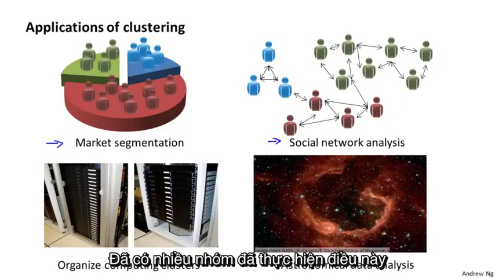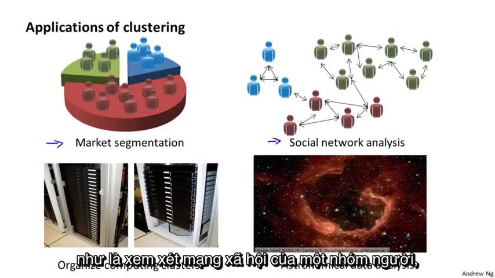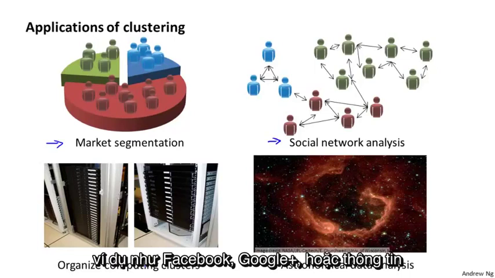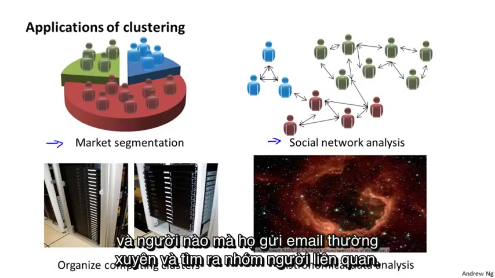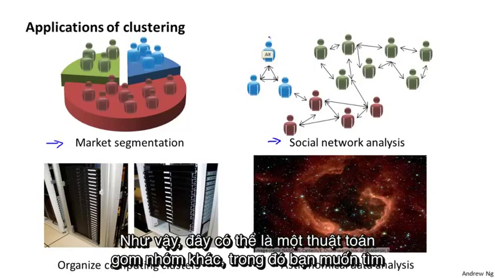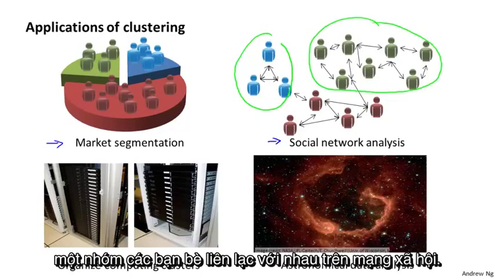Social network analysis: there are actually groups that have done this, looking at a group of people's social networks, things like Facebook, Google+, or maybe information about who are the people that you email the most frequently and who are the people that they email the most frequently, and to find coherent groups of people. So this would be another clustering application, where you want to find who are the coherent groups of friends in a social network.